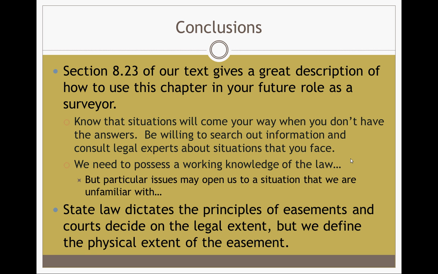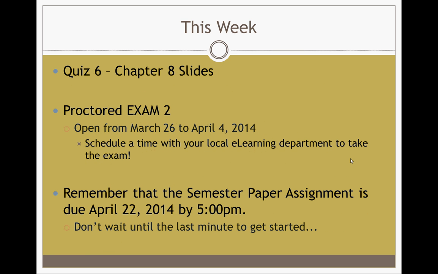Now remember, state law dictates the principles of easements and courts decide on legal extent. But we as surveyors define the physical extent or the boundaries of the easement. That's really important to remember. That's basically the whole theme of this chapter: we still locate everything. I think this whole book could be summed up in: surveyors locate stuff.